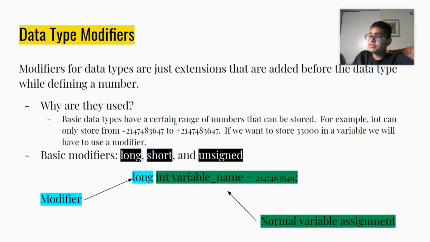The 3 main data type modifiers are short, long, and unsigned. A complete list of the values of domains can be found on the C data types Wikipedia page. The link will be in the description.